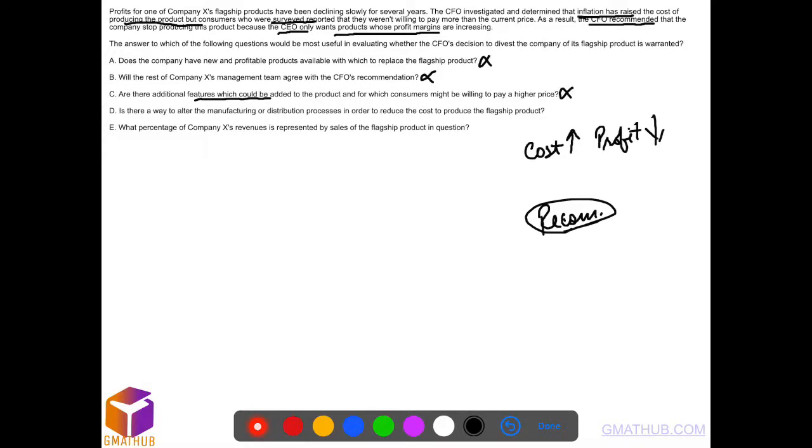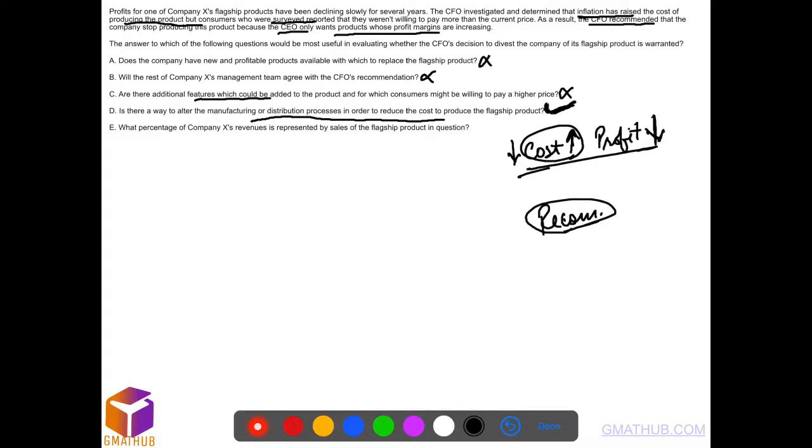Is there a way to alter the manufacturing and distribution processes in order to reduce the cost to produce the flagship product? The whole argument here is that profit is going down because the cost is going up and the price is not going up. If the cost can be brought down somehow, this is what it is talking about. Besides production cost, there are other costs involved, like marketing cost and distribution cost. If those can be reduced, the profit can be increased. So that is a question to ask. The CFO can change his recommendation based upon the answer to this question.